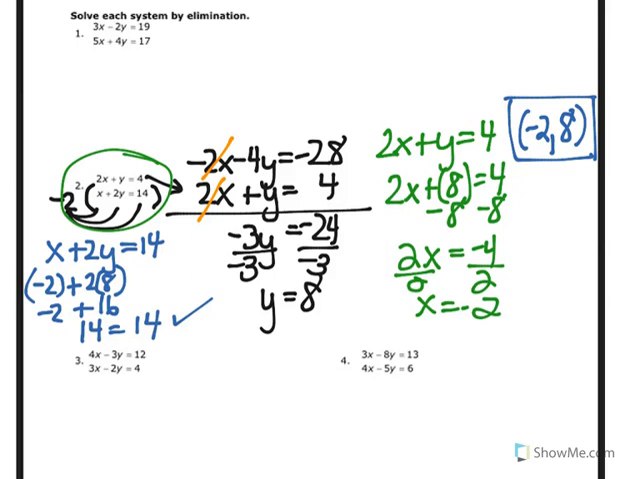Okay, so let's move on to number 3. We have to get even more creative with number 3. And so you can look this over and make a decision. Again, the way I do it is not necessarily the only way. But what I am going to do is take the top equation and multiply it times 2. And I'm going to take the bottom equation and multiply it times negative 3.